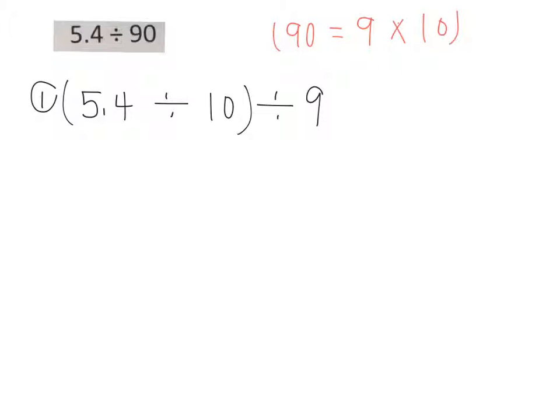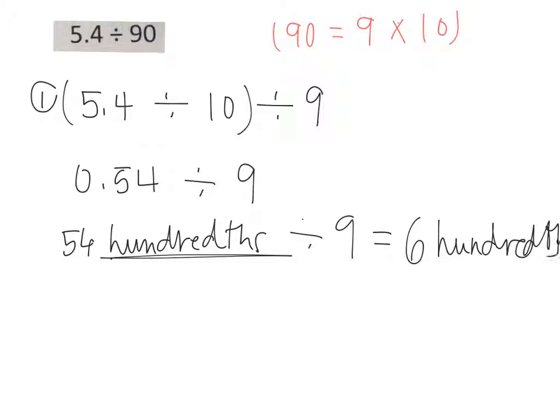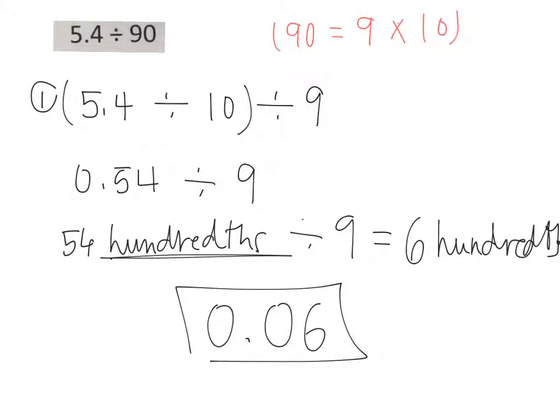What is it, guys? 54/100. Good. Because the decimal point moved to the left. So that's 54/100 divided by 9. What's 54 divided by 9? 6. And then, are we still working with tenths this time? No, we're working with hundredths. So how do I write 6/100 in standard form? 0.06. Therefore, 5 4/10 divided by 90 is equal to 6/100.